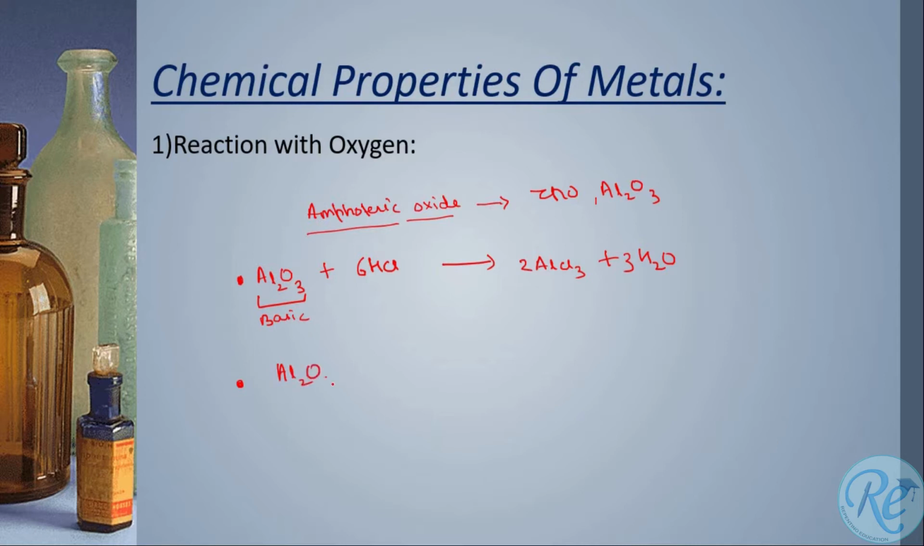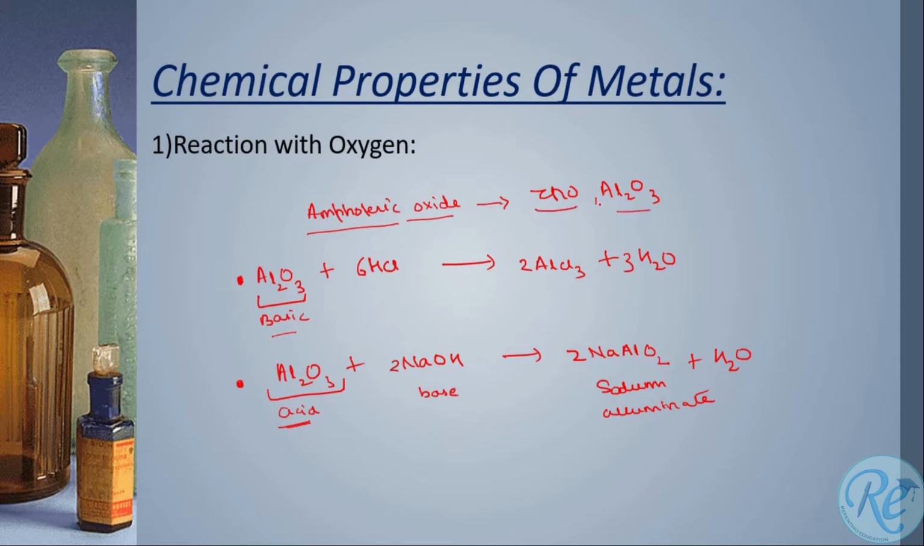Also, Al2O3, aluminium oxide, will react with NaOH, which is a base. And in this reaction, we can see the acidic nature of Al2O3 because it is reacting with a base. Again, it gives us a complex salt, that is NaAlO2, which is called sodium aluminate and water. So as you can see, amphoteric oxides show both basic and acidic nature, and thus you need to remember these points because again they become important from your exam point of view.